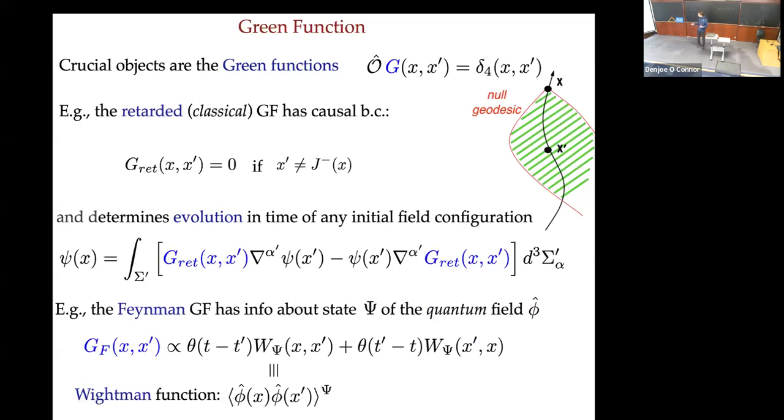You can also define a quantum Green function. In particular, you can have a Feynman Green function. It's a propagator. Now we need to quantize the field. The quantum field, now with a hat to denote operator-valued distribution, is in some quantum state psi. The Feynman Green function is just minus i times this. As I say, it's a time-ordered product. So you've got a Heaviside theta in front of the Wightman function, depending on whether the point x is to the future of the point x prime or vice versa. So that's here now the expectation value of the two-point function in some quantum state psi. The first part of the talk will be about classical fields, the classical Green function, and towards the end I'll talk about the quantum properties and the quantum Green function.